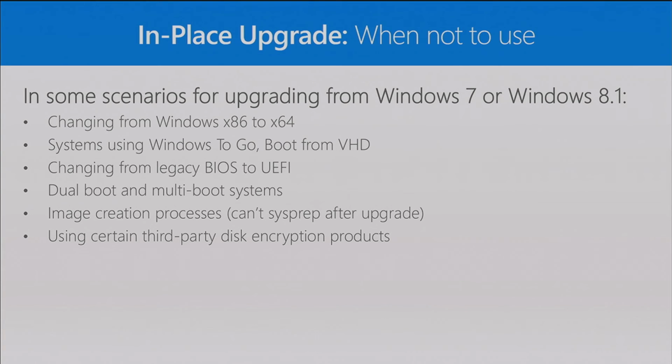First, it's important to note that there are some scenarios that in-place upgrade's really not designed to handle. So if you're coming from Windows 7 or Windows 8.1 and you want to go to Windows 10, you can't use an in-place upgrade if you want to change from x86 to x64. We don't support cross-platform upgrades. You can't upgrade a Windows To Go stick. You can't upgrade a device that's using boot from VHD. For those, you'd have to do a clean install.